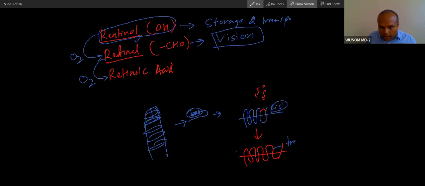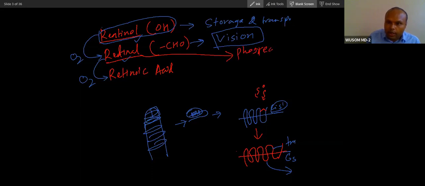Because of this, there is a structural change in the protein as well, and a G protein is activated, a different type of G protein. This forms a cascade of reactions, and that is how we can see. Did you understand the function of retinal here? It is a photoreceptor, a photon receptor. Did you understand?